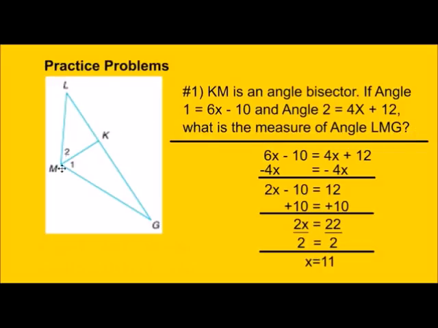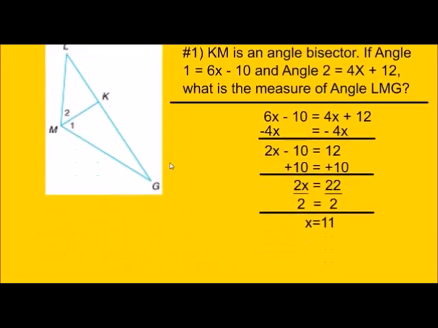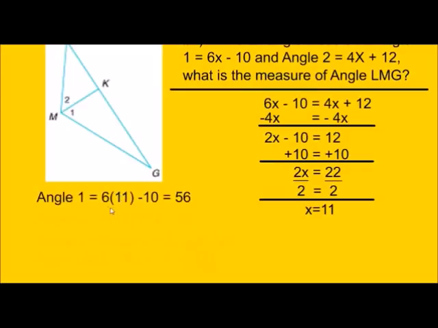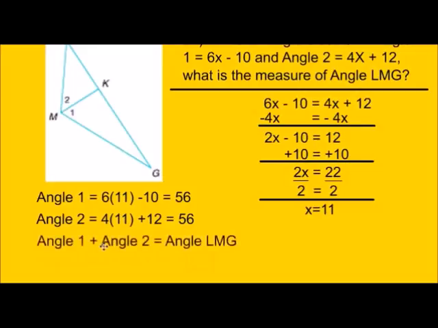Well, if you look, LMG is a combination of angle 1 and angle 2. So we're going to find that angle 1, when we plug in, is 6 times 11 minus 10, which gives me 56 degrees. And angle 2, when we plug in, is 4 times 11, 44, plus 12, also gives me 56 degrees, which is what we said. If it's an angle bisector, these two angles have to be congruent, which is what we proved here. But to get the final product, LMG, we have to add angle 1 plus angle 2. So we're going to do 56 degrees plus 56 degrees, which gives me 112 degrees. So our final answer is 112.